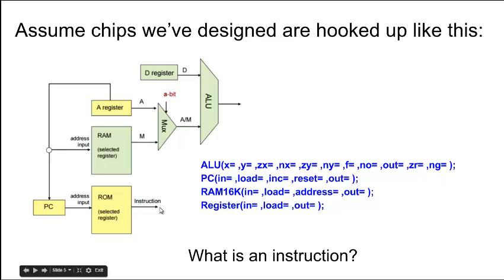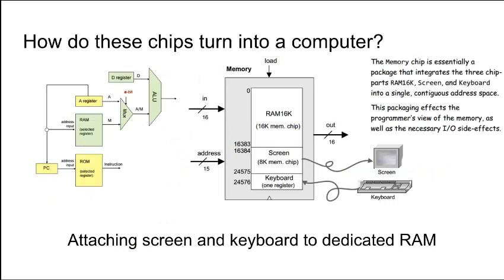Well, they go into those load lines, increment lines, and reset lines. So how do these chips turn into a computer? Well, the bottom part of this RAM, the very bottom address right here, is connected to the keyboard. And then just above it, there's this block of RAM that's associated with the screen. Nand2Tetris assumes an 8K memory screen, so there's 8K pixels on the screen.